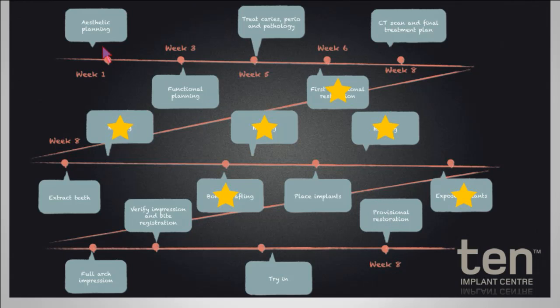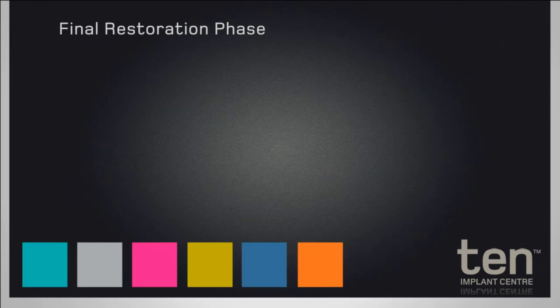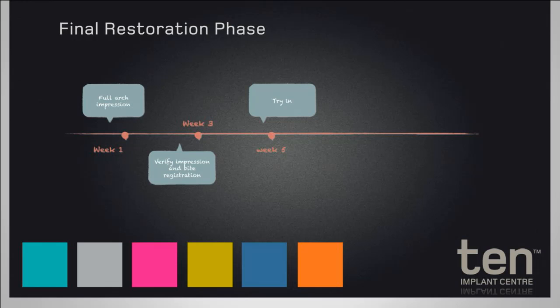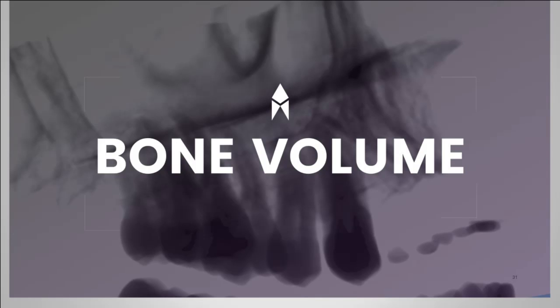If we run through the immediate extraction, placement, and restoration process, we're missing out several crucial stages by planning quite heavily at the start of the process. It means that we miss out some of the provisional restorations and some of the healing time, and crucially some of the bone grafting stages that we would do. In the restoration stage, we would take a full arch impression, verify that before some sort of try-in of the final, and then some sort of final restoration.